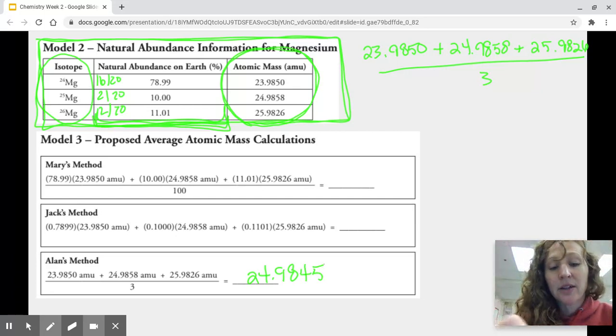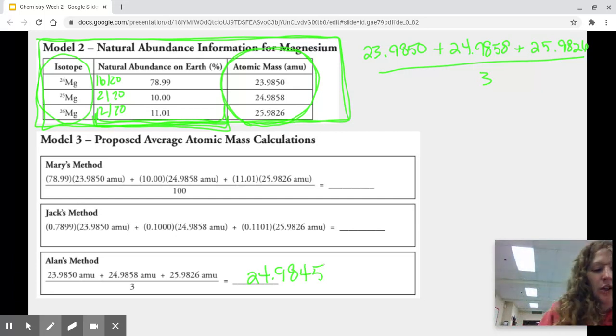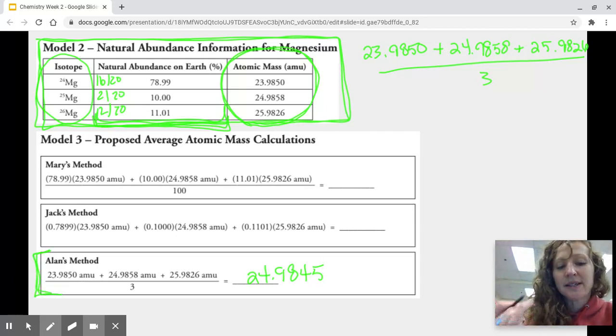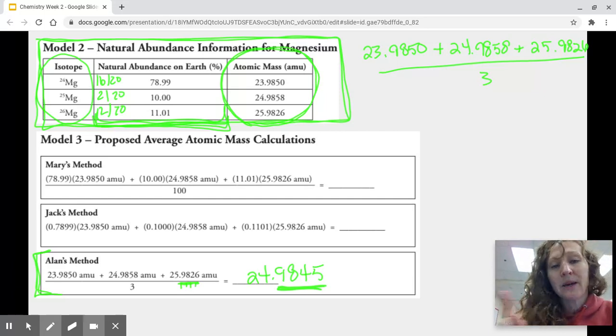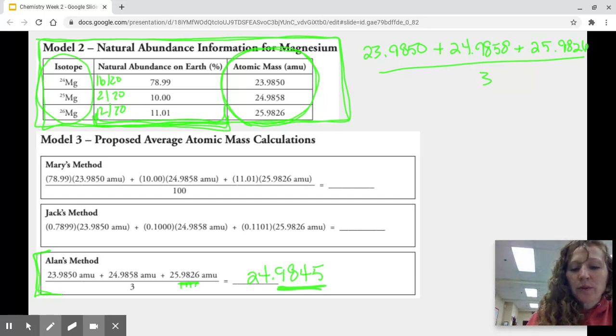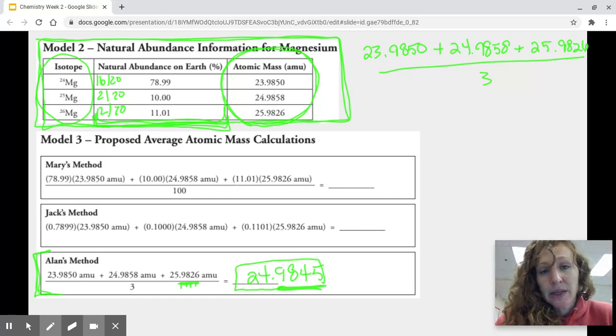Okay, and I have my answer down here at the bottom, 24.9845. Notice Alan's method has set it up exactly how we have. He added the 3 isotopic masses and divided by 3. The number of decimal places I'm going to keep, I'm matching what they had. So they kept it to the 10,000th place. I'm going to keep my answer to the 10,000th place also. Okay, so 24.9845 is an average mass. That is legitimately an average mass.